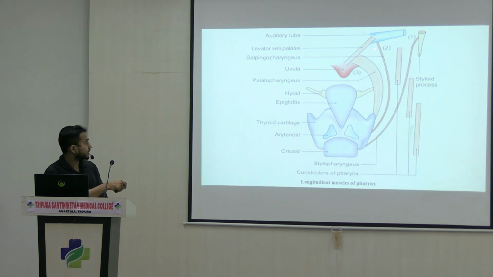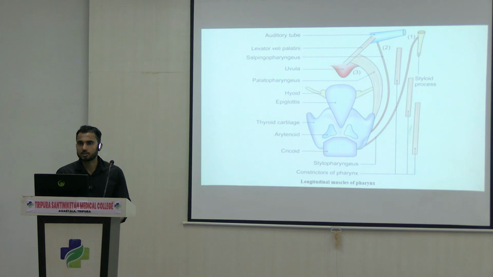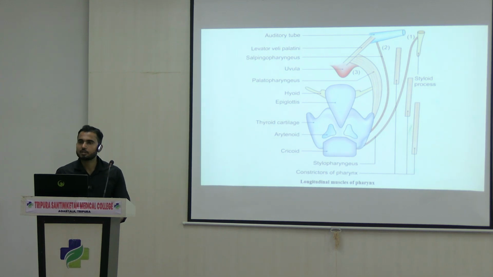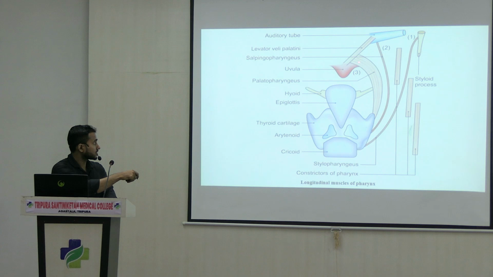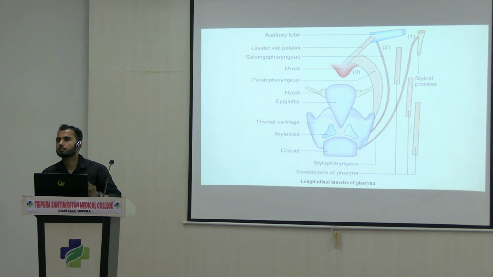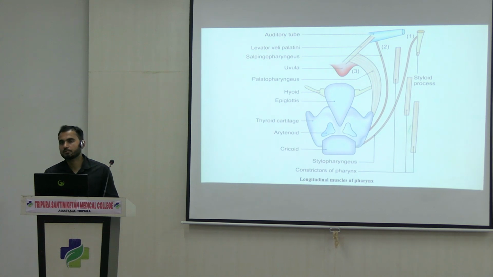Next you can see this is the salpingopharyngeus muscle. It is arising from the lower aspect of the cartilaginous part of the auditory tube, and it is inserting in the same way into the posterior border of the lamina of the thyroid cartilage. Next you can see the palatopharyngeus. The palatopharyngeus has 2 slips in the origin, anterior and posterior, and they arise from the palatine aponeurosis. Palatopharyngeus is a muscle of the soft palate, which we have already discussed. From there it is arising, and again it is inserting into the posterior border of the lamina of the thyroid cartilage.